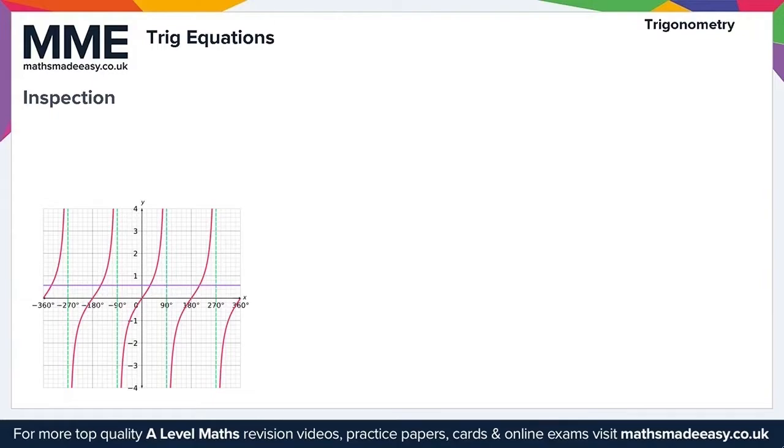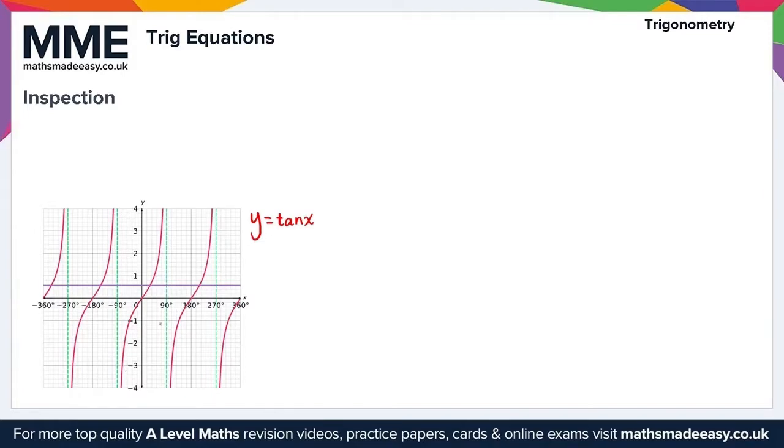And to start with, let's take a look at the method of inspection here. Now what we've got presented in this diagram here is the equation y equals tan x. So let's note that first in red. So we have y equals tan x. And we can see that this is represented in this red curve here.